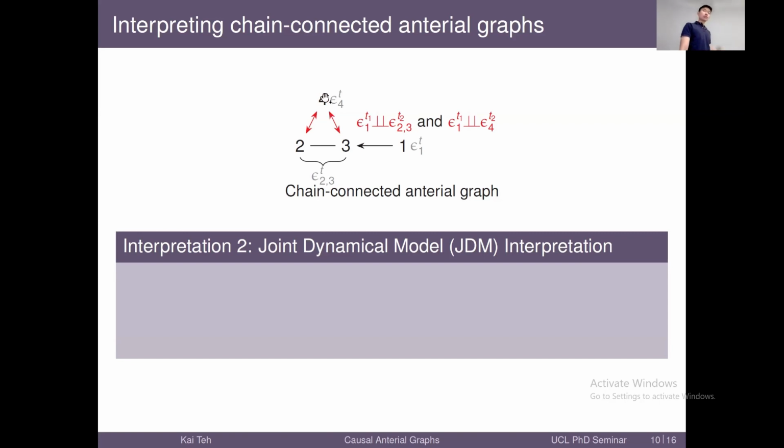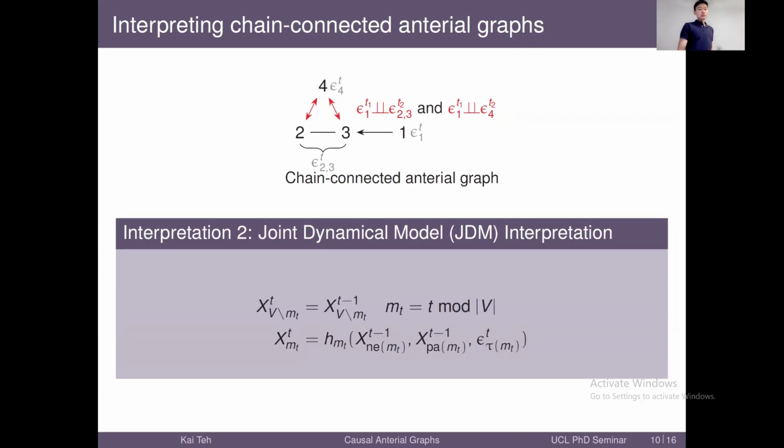So just like from before, when there's a bidirected edge between 4 and 2, 3, the noise processes are allowed to be potentially dependent, whereas otherwise it's independent for all times T1 and T2. Okay. And lastly, instead of an SEM, you write down the joint dynamic model, right? So here, let me just break it down.